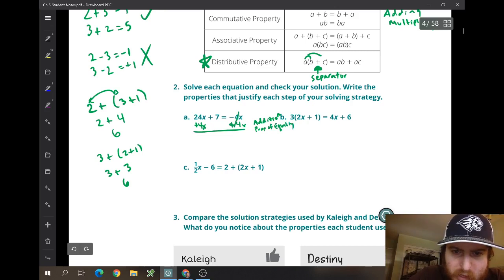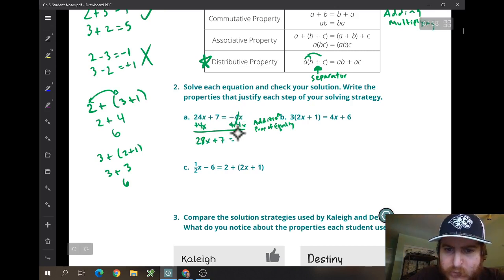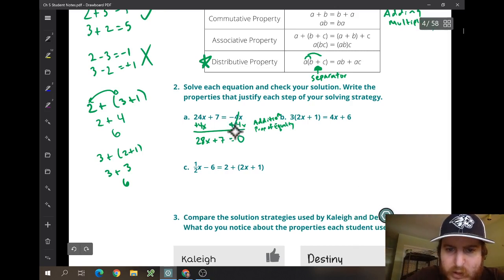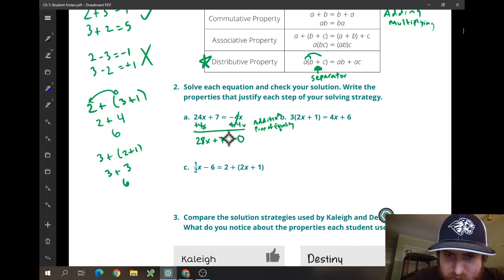So those canceled out. We get 24x plus 4x is 28x plus 7 equals, now when you're adding and subtracting, like negative 4 plus 4 is 0x, so we're going to put a 0 there. Make sure you put a 0. You're not going to just get rid of the equal sign. The equal sign has to stay there. Negative 4x plus 4x is now 0.